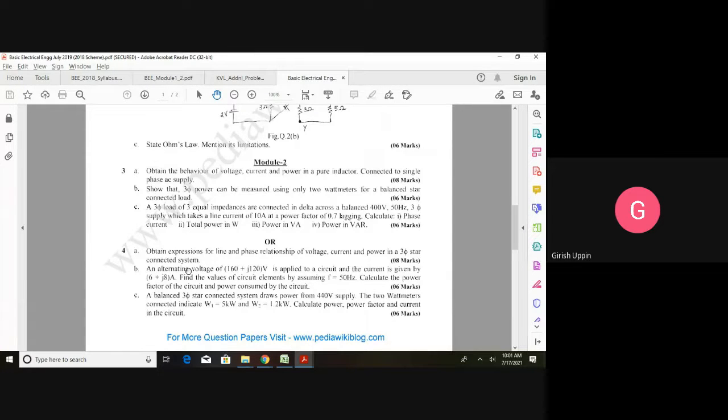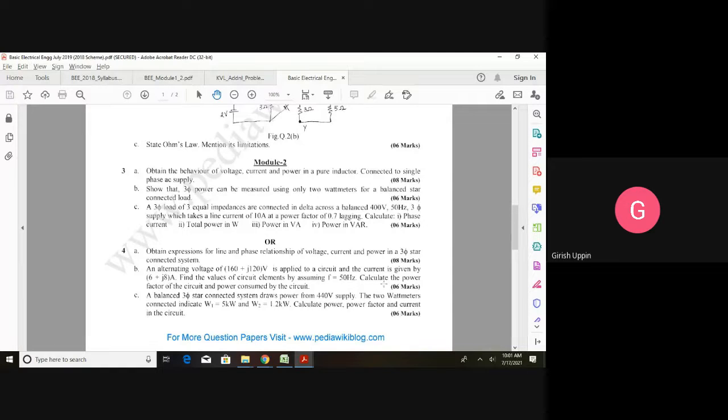Now V is given, I is given. Therefore, Z is equal to V divided by I. In the calculator, you put it in the complex number format. Directly put 160 plus j120 divided by 6 plus j8. You will get the impedance of the circuit in complex number format.